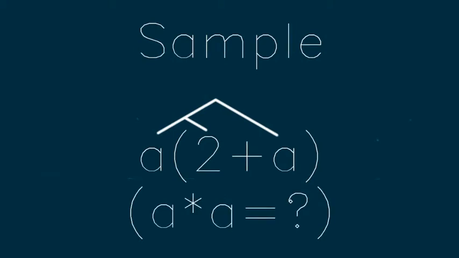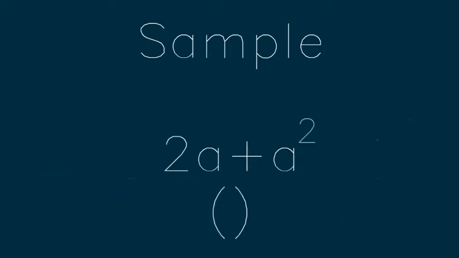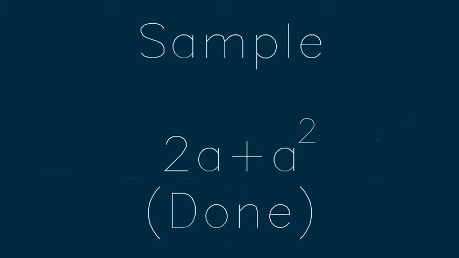So let's say what is a times a going to be? It's going to be equal to a squared. I'm going to explain why that is later on. Now a times 2 is going to be equal to 2a. Again, I'll be explaining that later on. Now 2a plus a squared. Can we add any of these things together? No, so basically we're done.